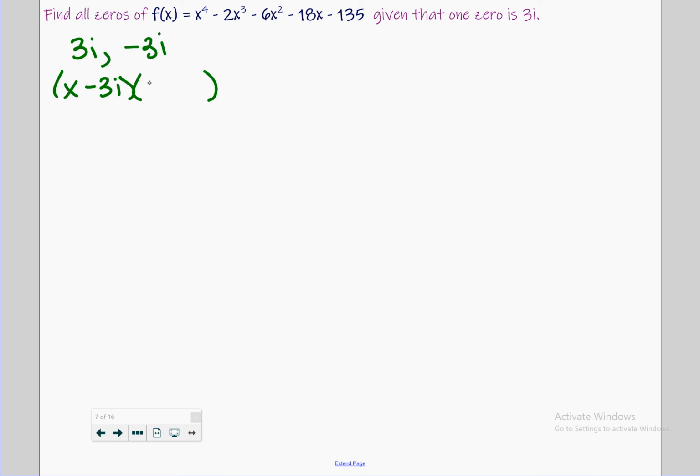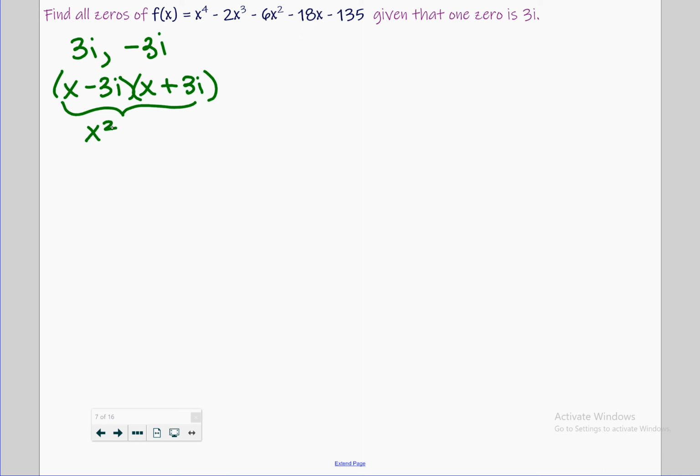X minus, yep, we pretty much put an x minus in front of both of these. So x minus 3i, x plus 3i. And then what can I do with those 2? Multiply. And this is one that's not too bad because it's just 2 terms times 2 terms. We did ones in class, if you remember, that were 3 terms times 3 terms, which is a little bit bigger of a foiling. You'll see some of those in the extra practice.